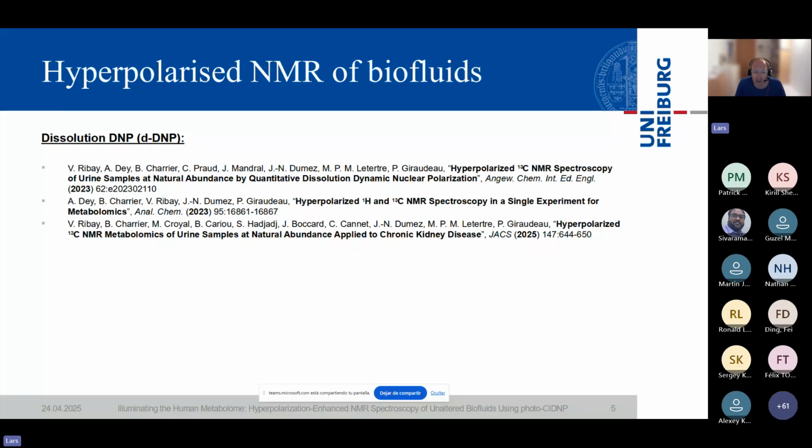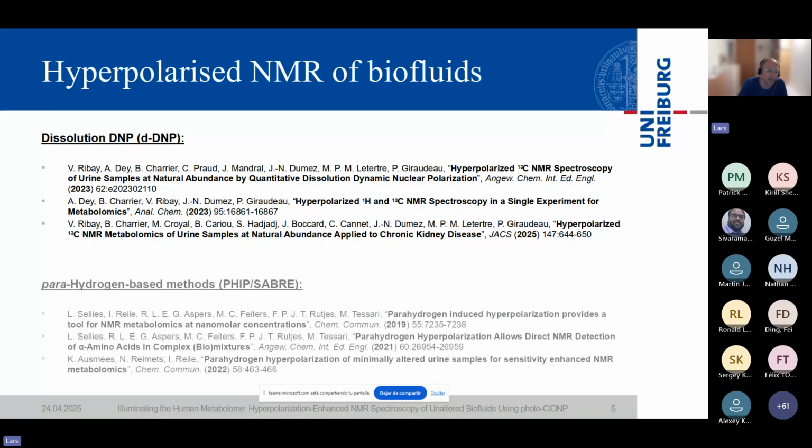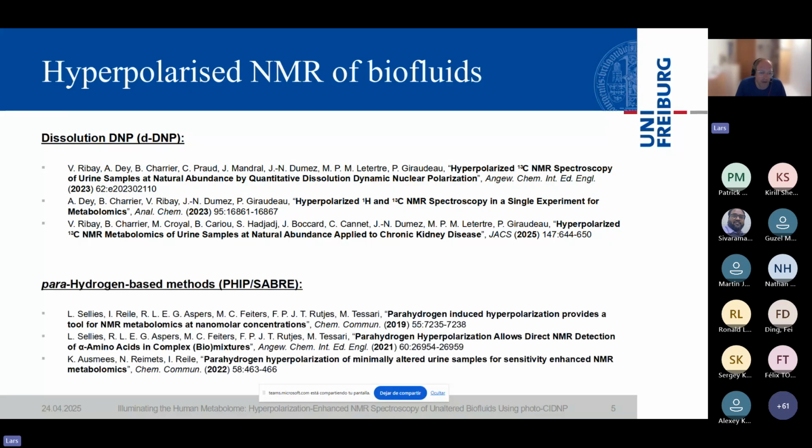So they have applied dissolution DNP for the analysis of metabolomic samples, and they have also run entire metabolomic studies based on this. So they have been extremely successful in the recent past. As far as the parahydrogen world, I should call it, is concerned, I was able to identify mainly two groups that have been working on this.